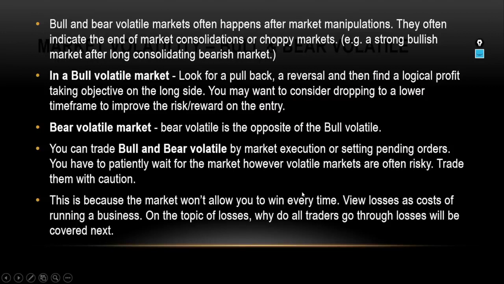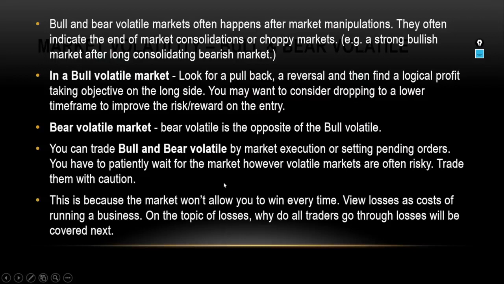Those volatile movements may come in spikes, may come in rejections on both areas. You can push towards the upside, come back and push towards the downside quickly three or four times, just to confuse you. They happen when there's news around, when there's a lot of volatility, or when there's a lot of traders going in one direction. So the market can also make sure that you lose. You can catch all these trades, however, when you do, you're going to profit a lot. View losses as the cost of running a business. On the topic of losses, why all traders go through losses will be covered in the next slide.